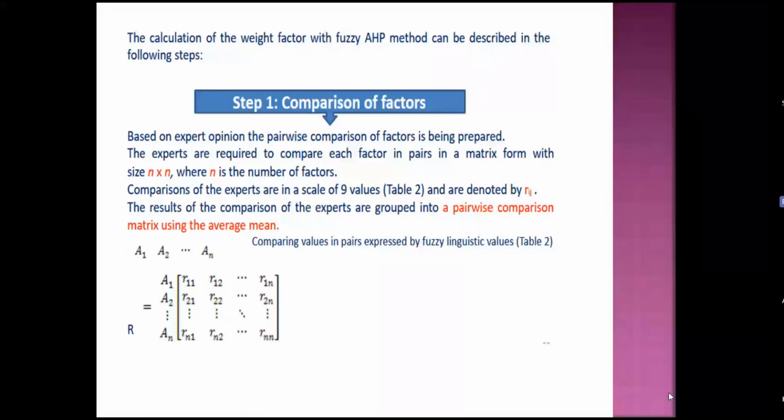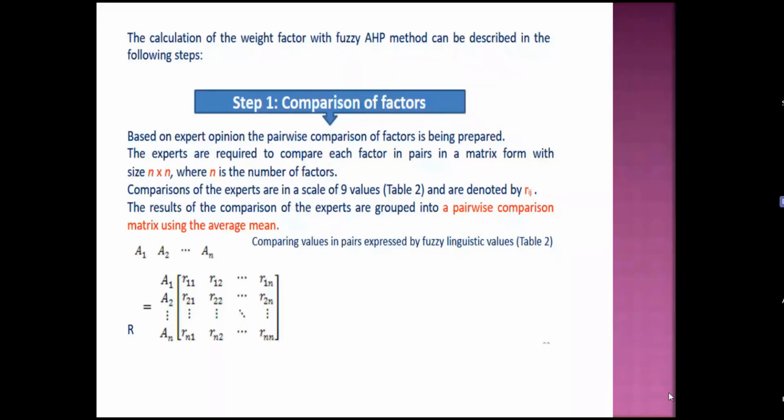Comparison by experts is on a scale of 9 values: 1, 2, 3, 4, 5, 6, 7, 8, 9. Also, in the Saaty scale we have 9 values, but in the fuzzy scale we have triangular values, 3 values, and this is a bit different scale than the Saaty scale, and they are denoted by Rij.